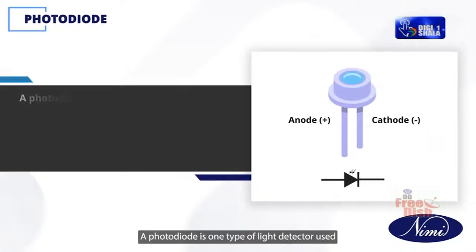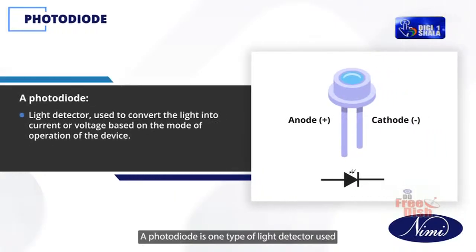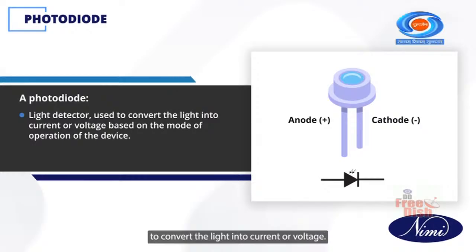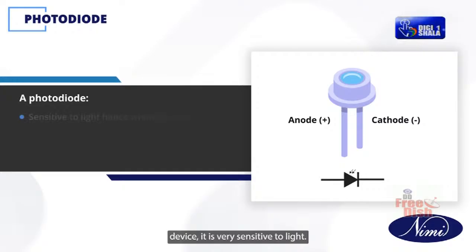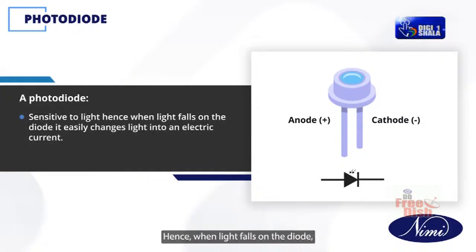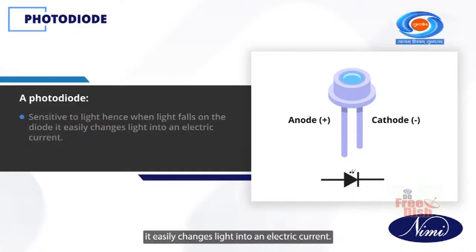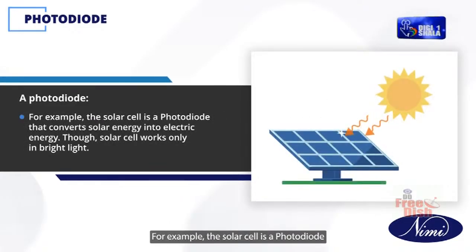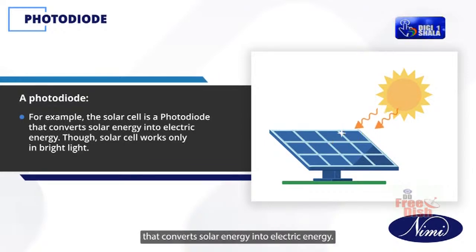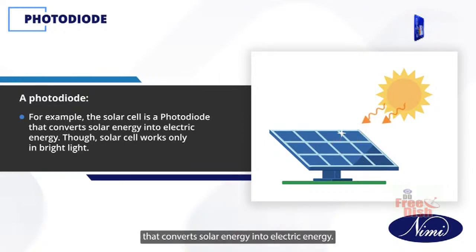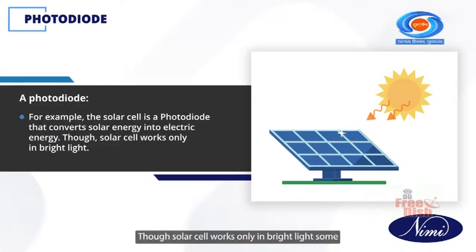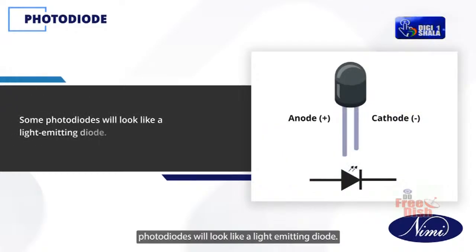A photodiode is one type of light detector used to convert the light into current or voltage based on the mode of operation of the device. It is very sensitive to light, hence when light falls on the diode, it easily changes light into an electric current. For example, the solar cell is a photodiode that converts solar energy into electric energy, though solar cell works only in bright light. Some photodiodes will look like a light-emitting diode.